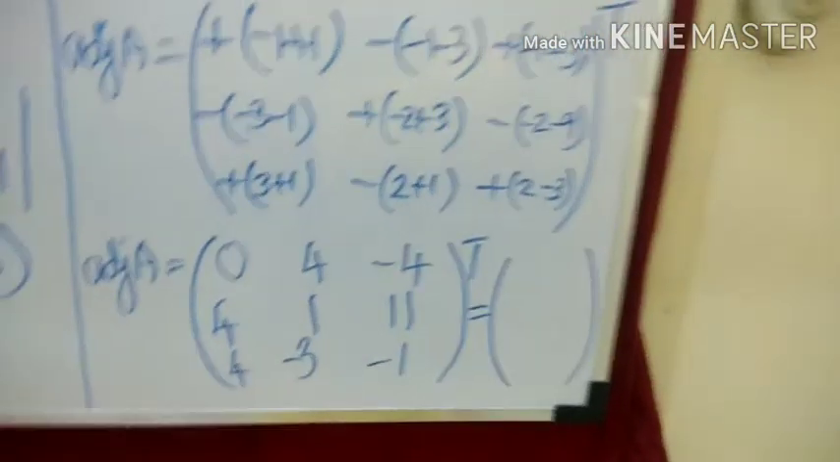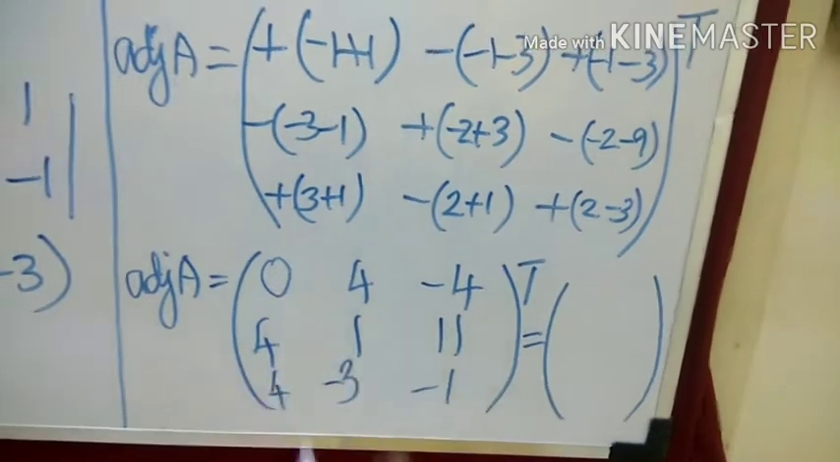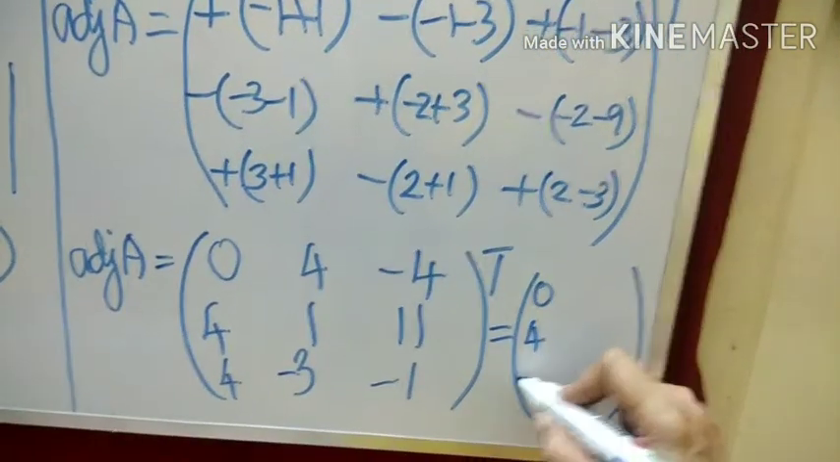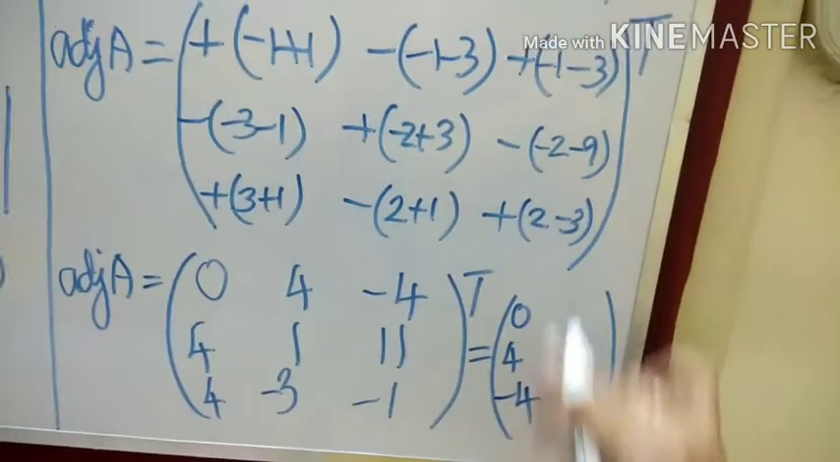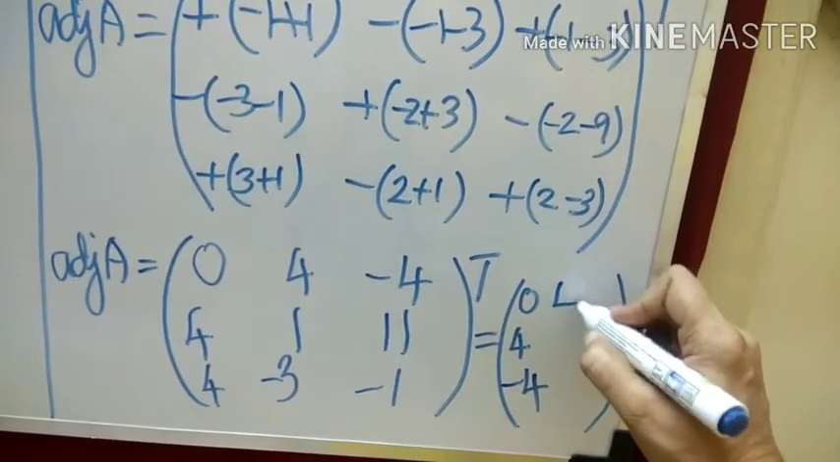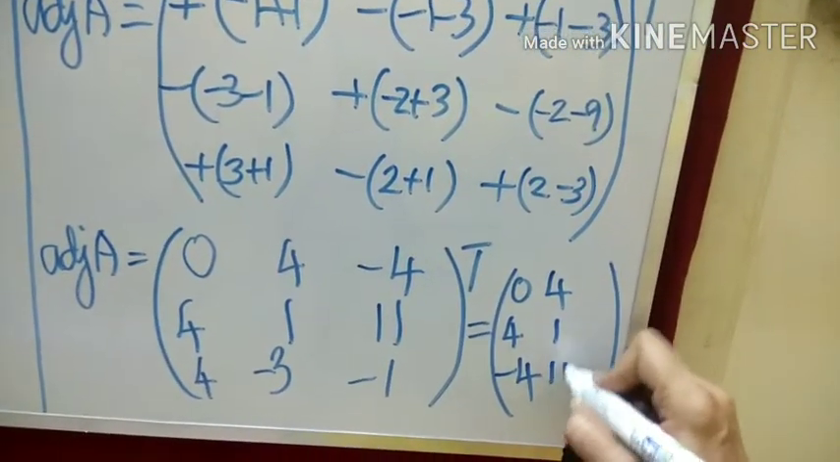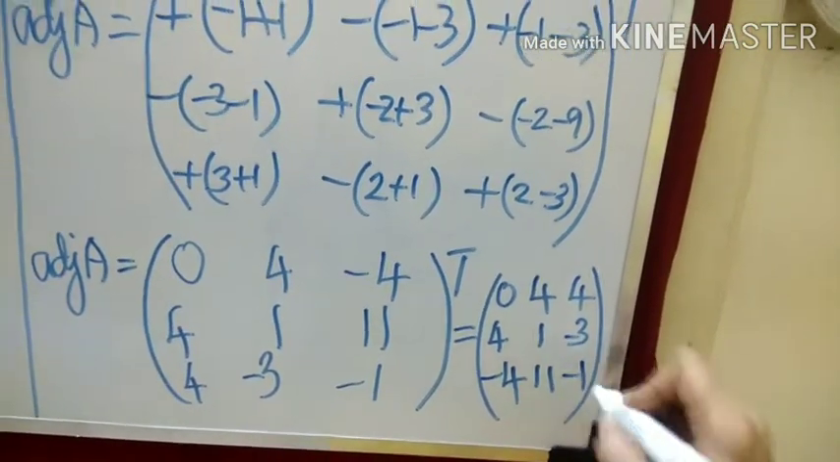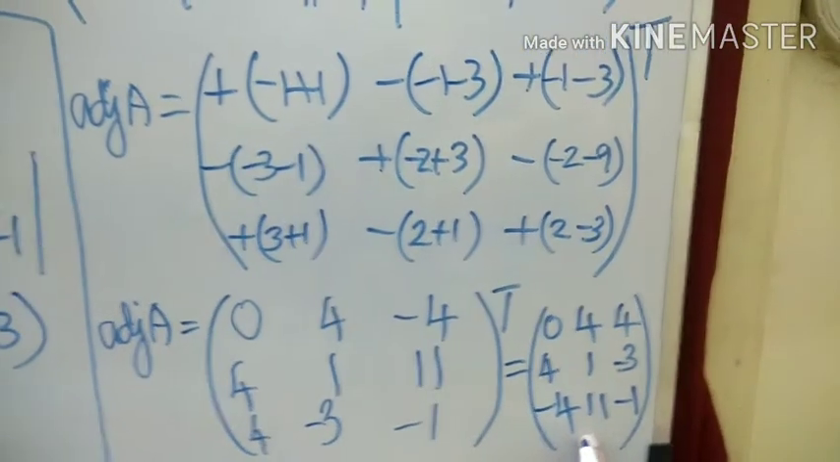What do you mean by transpose? Interchanging the row and column. So I rewrite 0, 4, minus 4. First row becomes first column. Second, 4, 1, 11 and 4, minus 3, minus 1. So this is the answer for adjoint.